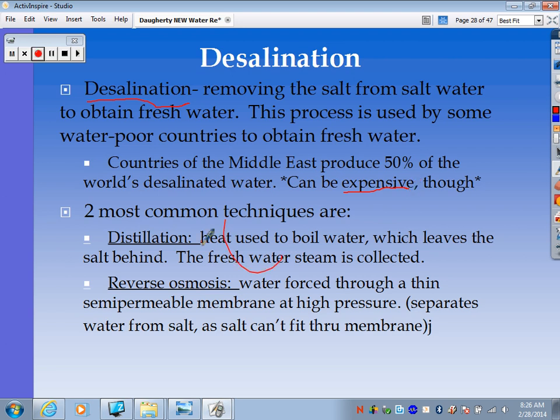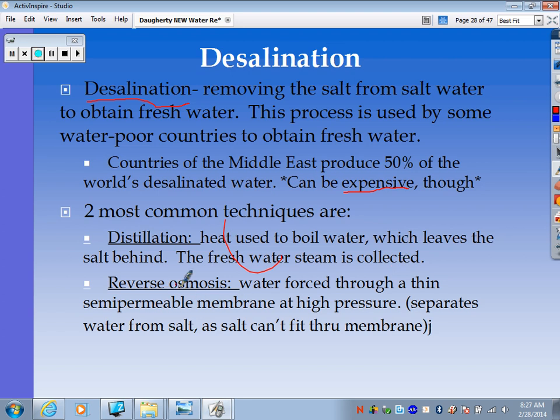Anyways, there's 2 different ways to do this. You can do what's called distillation, which is you just boil that water. You boil the salt water, which is going to leave the salt behind, and you collect the fresh water in the form of steam, and then that's condensed, and then it turns back into water, and then we have a nice supply of fresh water, and I'll show you a picture of that.